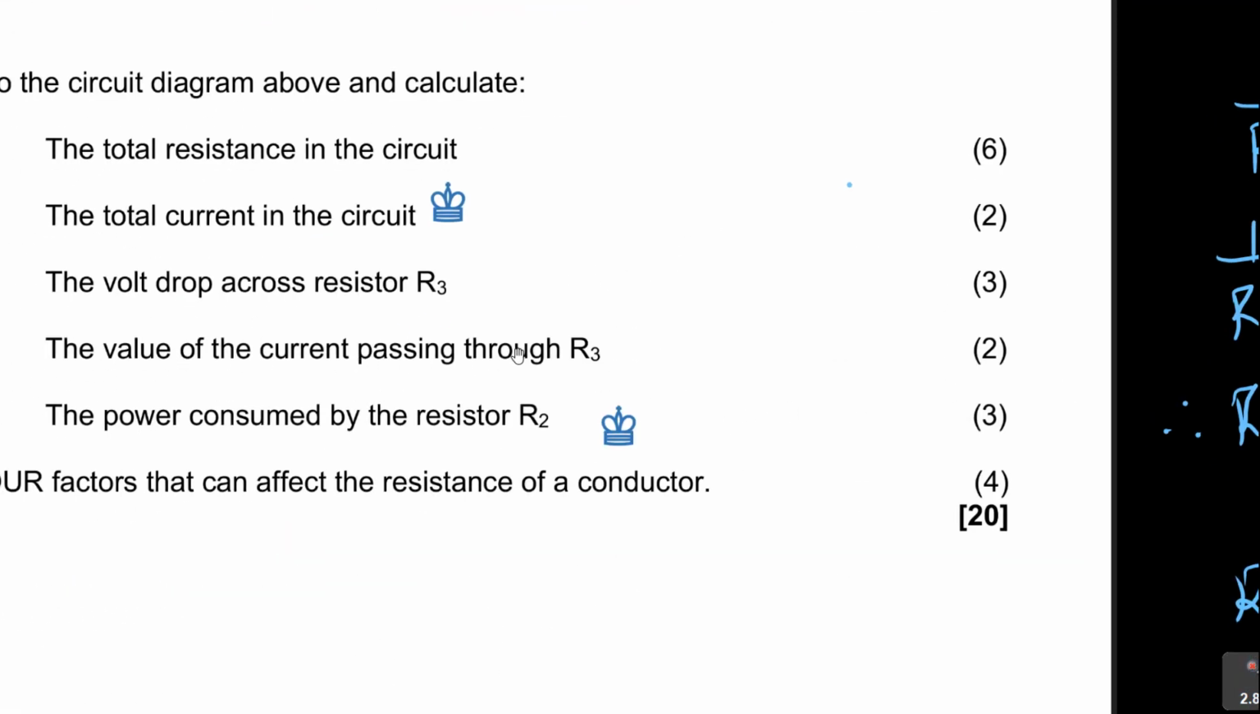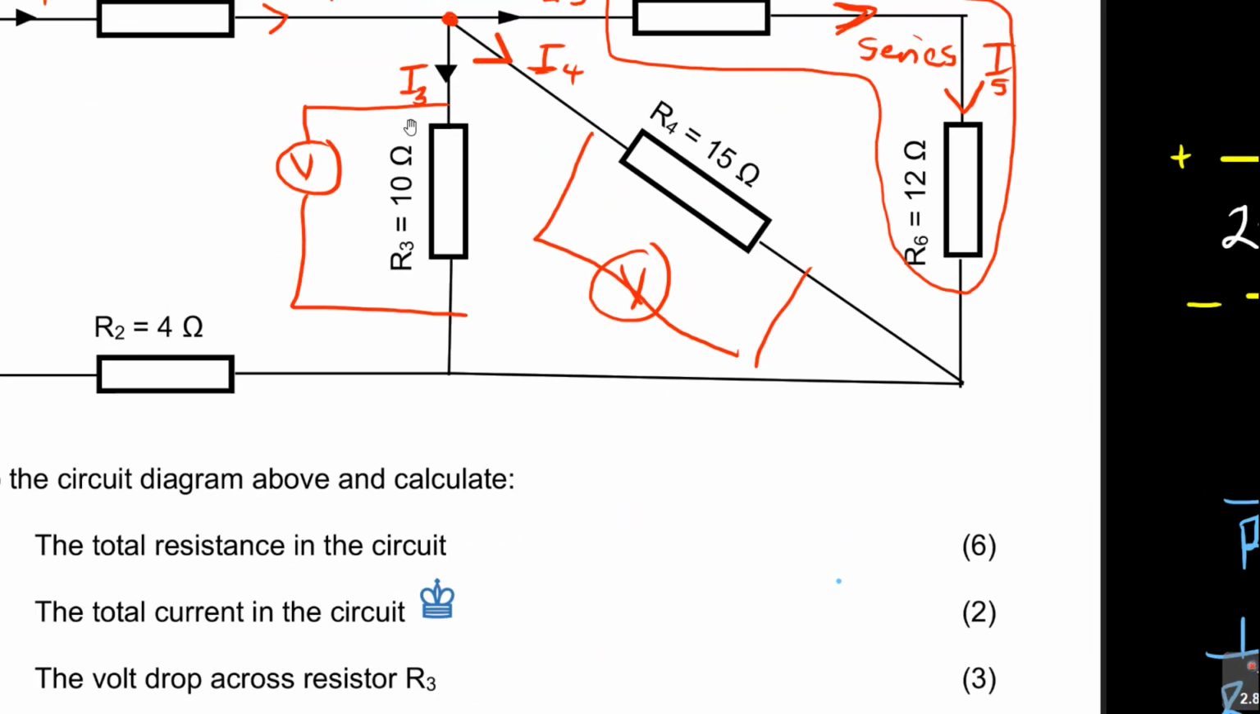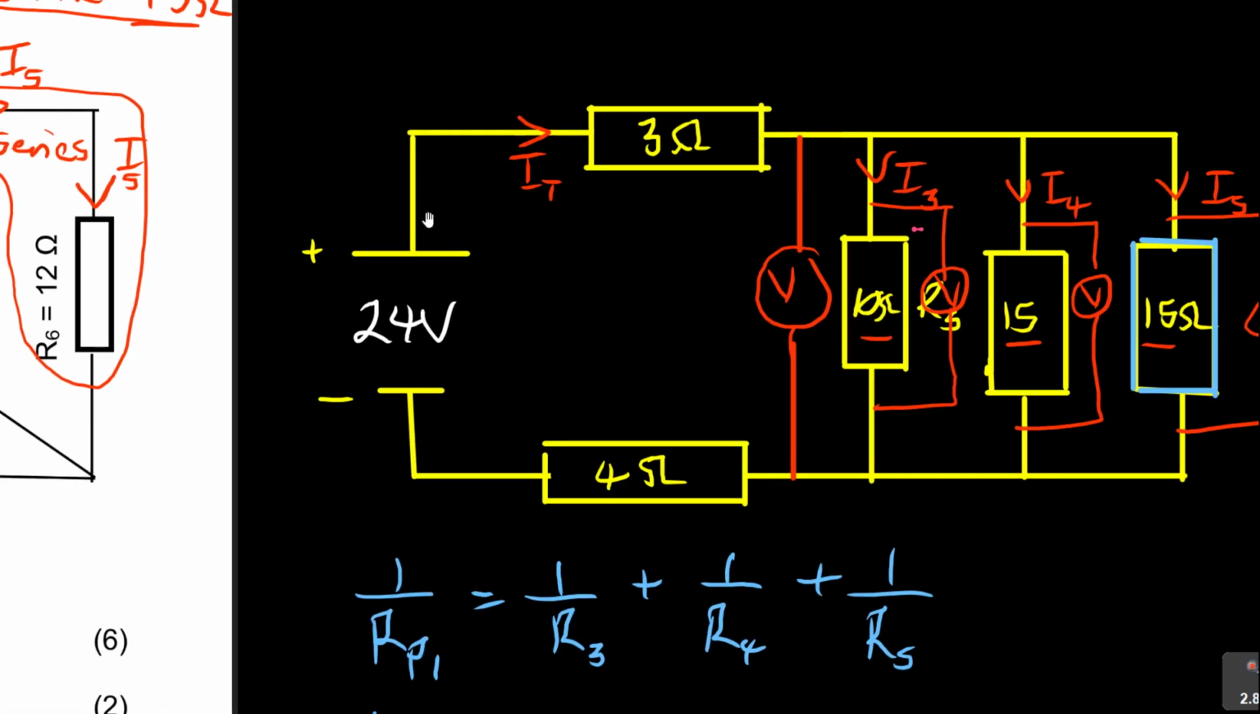The value of the current passing through R3. Now they want the current that is passing through that 10 ohm. Remember, R3 is 10. So now we have to say, okay, we know that in here the voltage is what? We just got the voltage, so we can find the current only. It's the same formula.